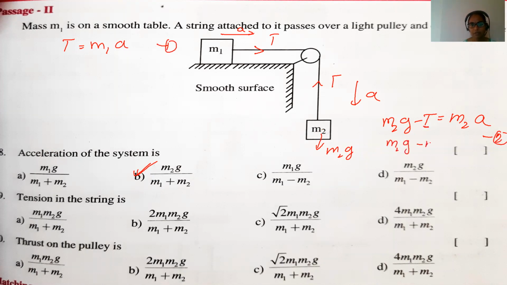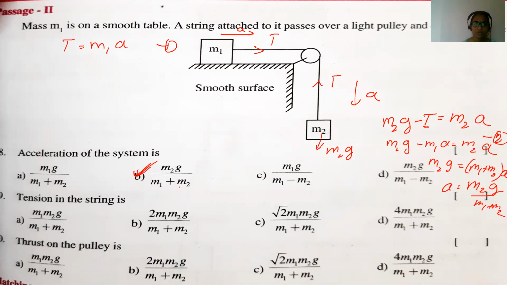M2 g minus M1 a equals M2 a. Simplified, M2 g equals (M1 plus M2) a. A is the same in both terms, so take it out common. So a equals M2 g divided by M1 plus M2. Understood, children? This is how we can get the acceleration relation.